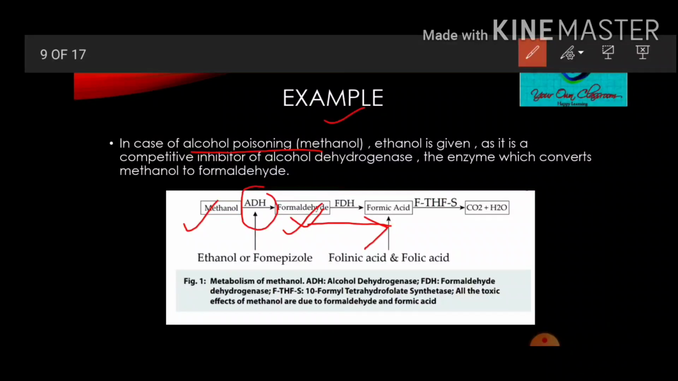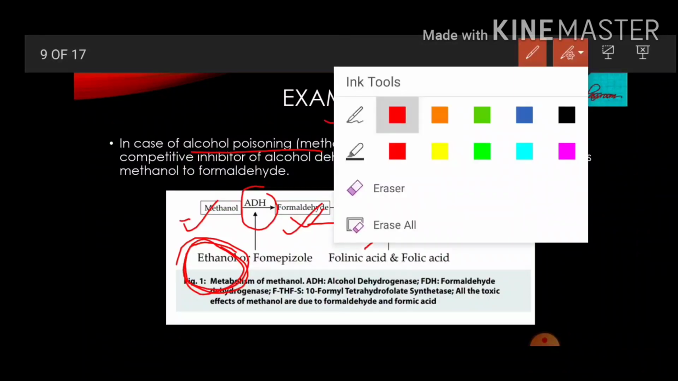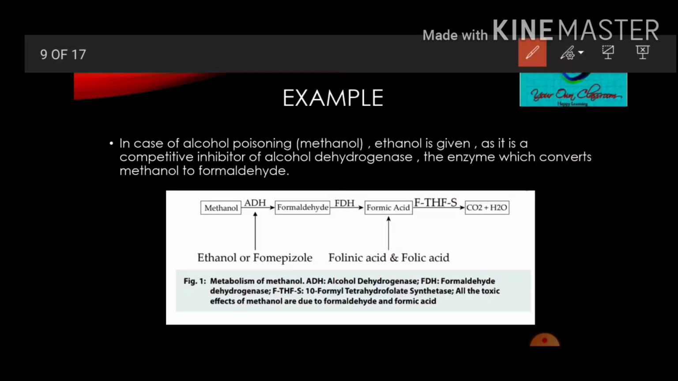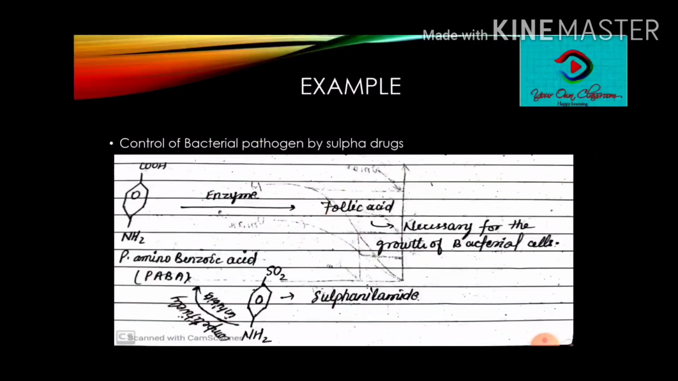And in order to prevent this, doctors give high doses of ethanol, which is a competitive inhibitor of methanol. It competitively inhibits methanol and replaces methanol from the active site of ADH, preventing the formation of formaldehyde. So that's how you treat alcohol poisoning patients. Let's see the next example.